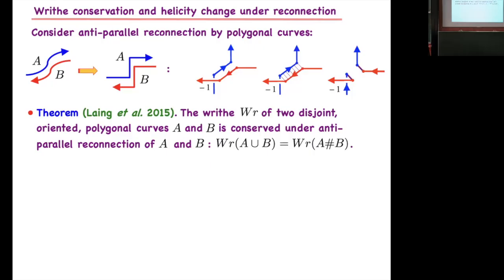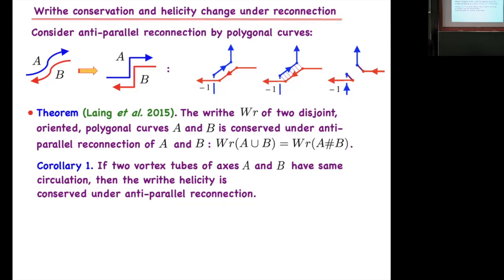Work was done with De Witt Sumners, and Joe Lang, who now works in biophysics, I think in San Diego. The writhe of two disjoint oriented polygonal curves A and B is conserved under antiparallel reconnection of A and B. And this is an important thing because you think of helicity. Helicity, even for one structure, is expressed in terms of self-linking, and self-linking is given by writhe plus twist. If writhe is locally conserved under reconnection, and you have a change in helicity for some reason, for example dissipation, then the change in helicity has to be ascribed to twist only.